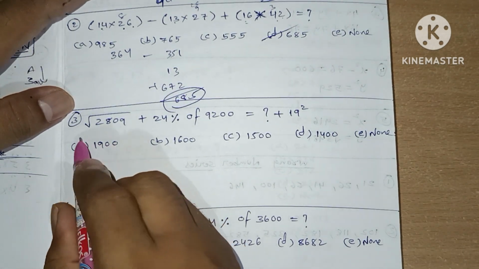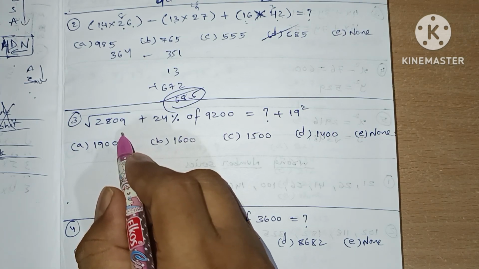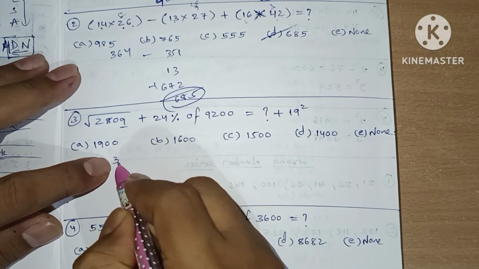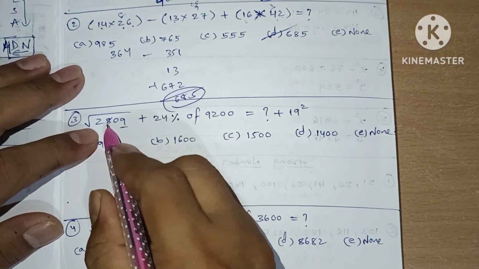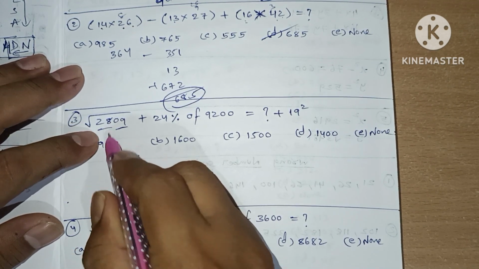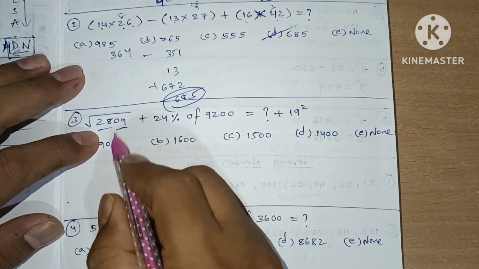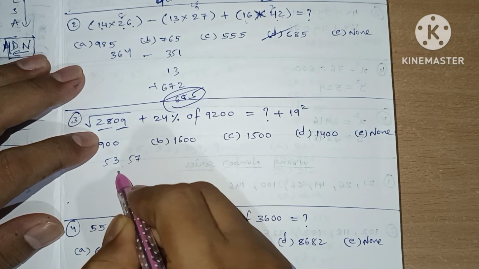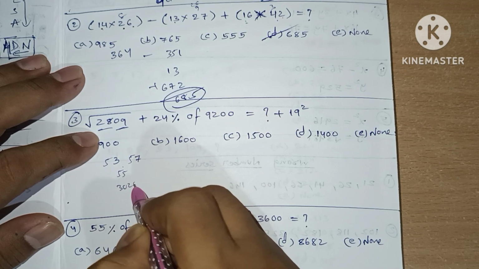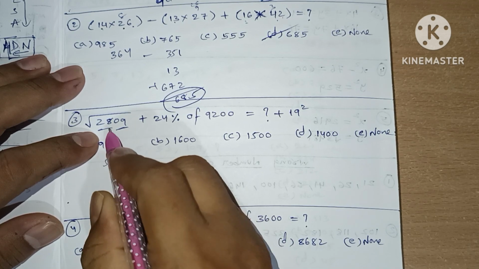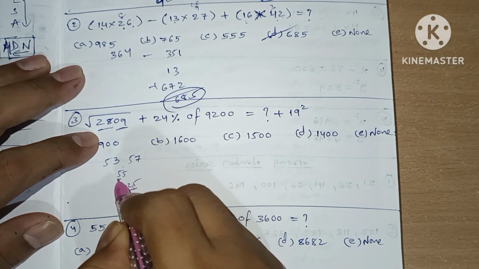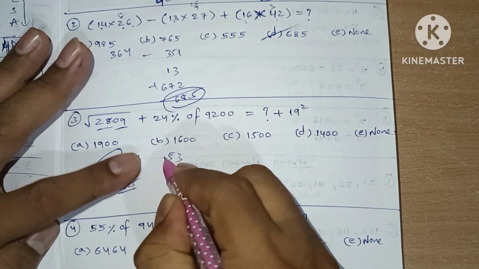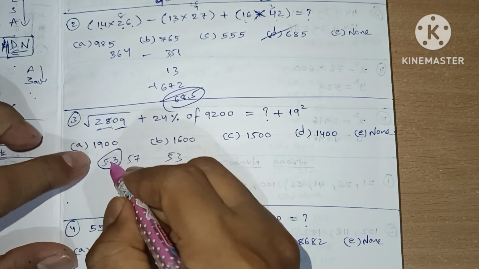Next, third one, root over 2089. Here we see unit digit 9 means it must be 3 square or 7 square. Leaving 2 digits, we have 28. 28 means nearest square, which is 5 square, 25. So I know that 55 square value is 3025. So this number is less than this one, so it is less than 55 square. So our answer is 53 for this one. I actually know the direct value of this one is 53.